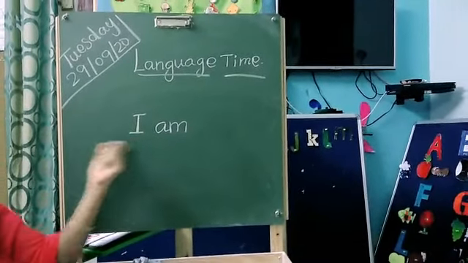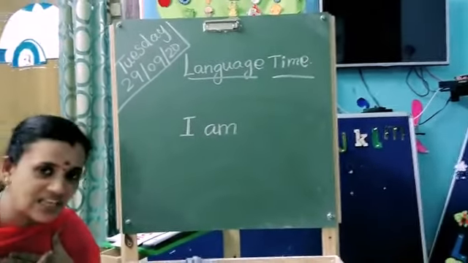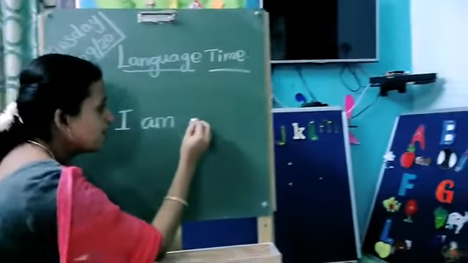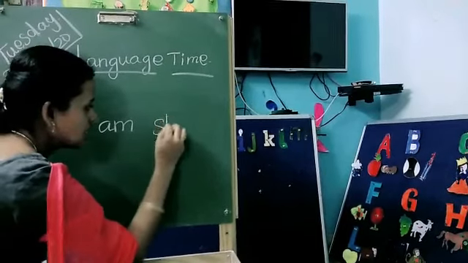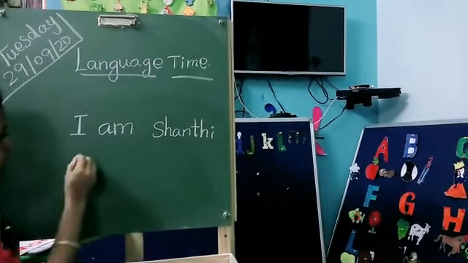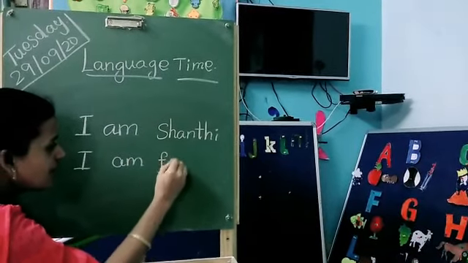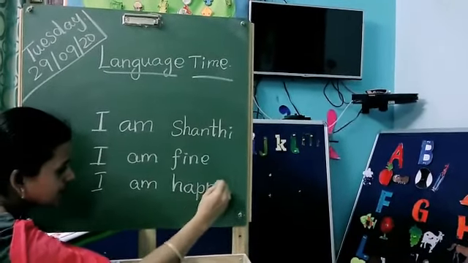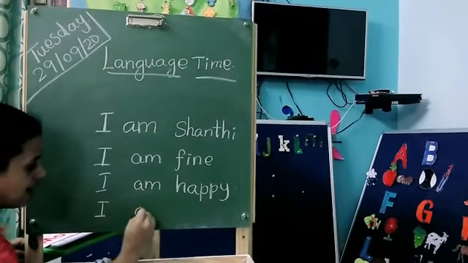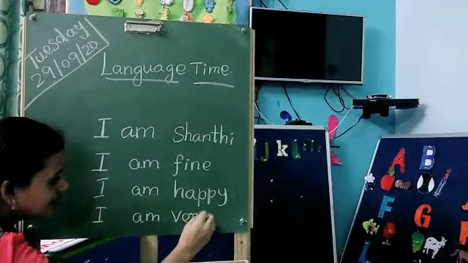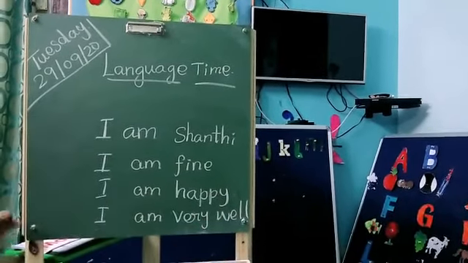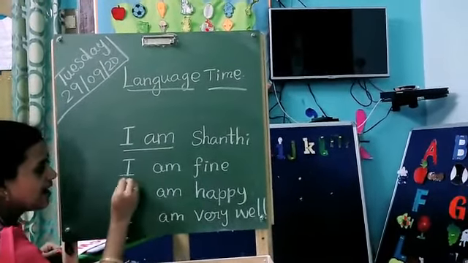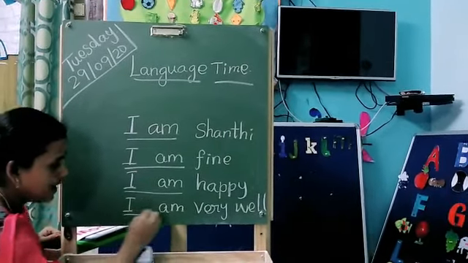Okay, kids, when you talk about yourself or myself, I have to use the word I am. I am. Okay, kids, see, I am. Now you see, I am Shanti. Next, see, I am fine. I am fine. I am happy. I am happy. I am very well. I am very well. Okay, kids, see here. So when you talk about yourself or ourselves, we should use the word I am. See here, I am. I am.